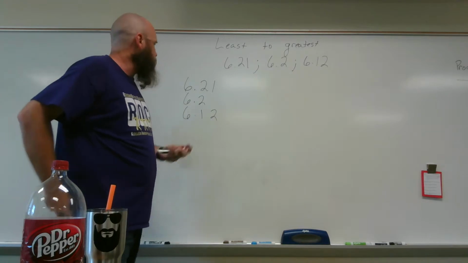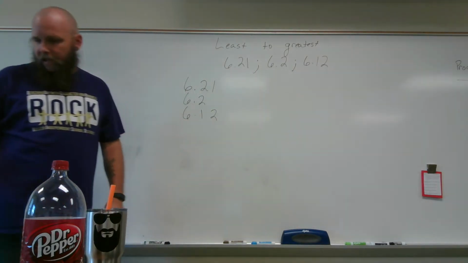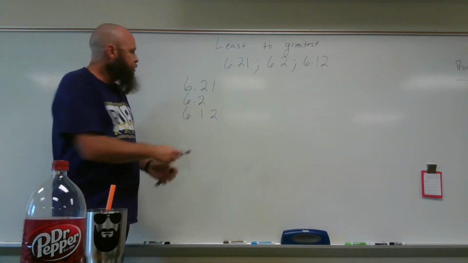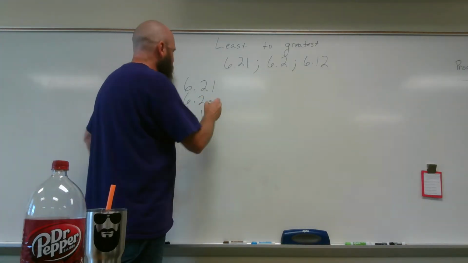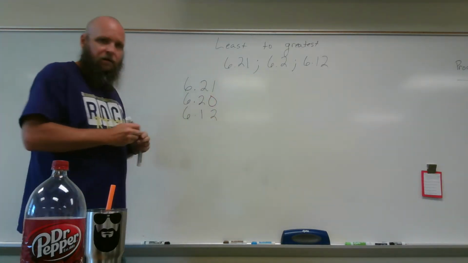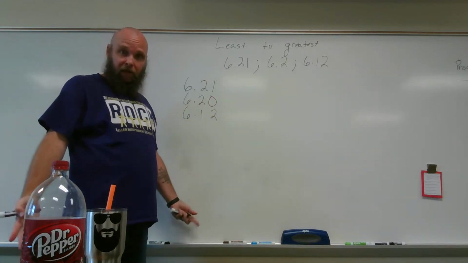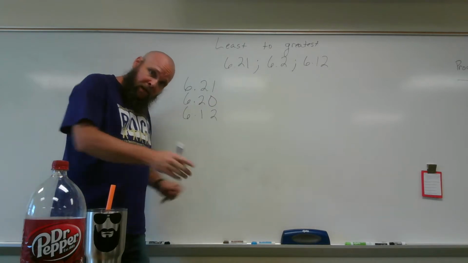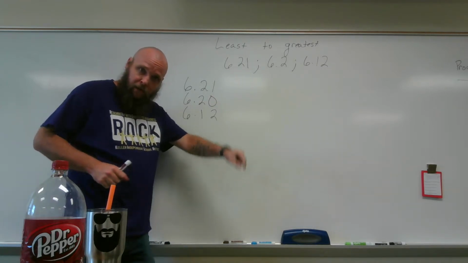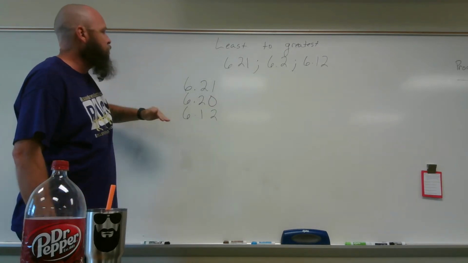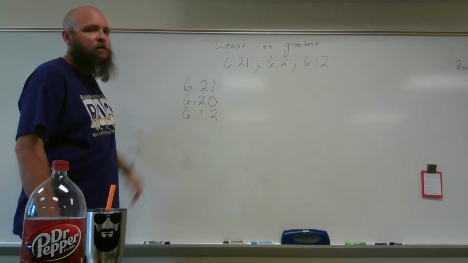Okay, I've lined up the decimal points. The farthest one they have goes out to the hundredths place, so I want this one to go out to the hundredths place. And if they all go out to the hundredths place, I just think of them as money. Money, money, money, money, money. All right, so $6.21, $6.20, $6.12.